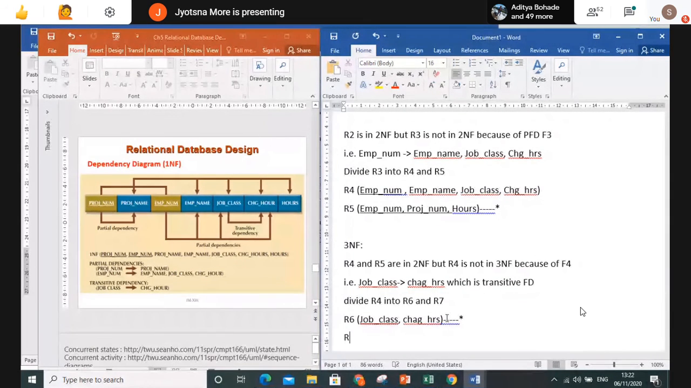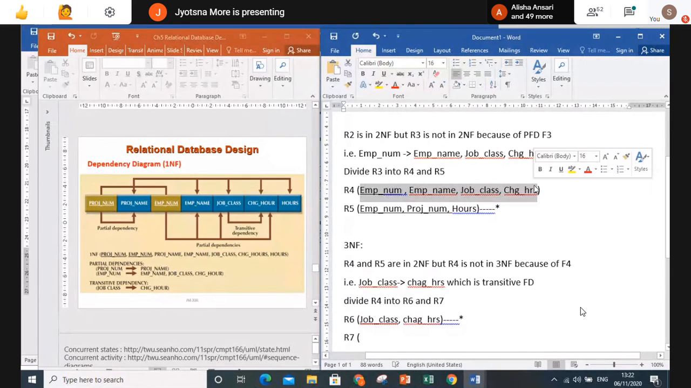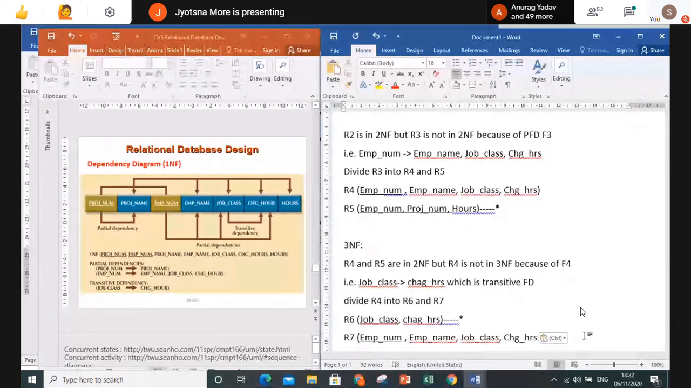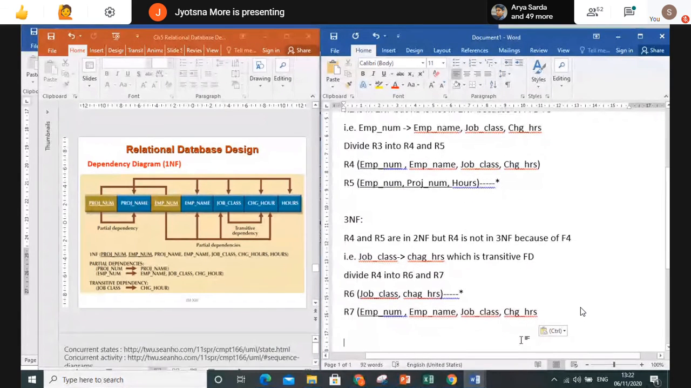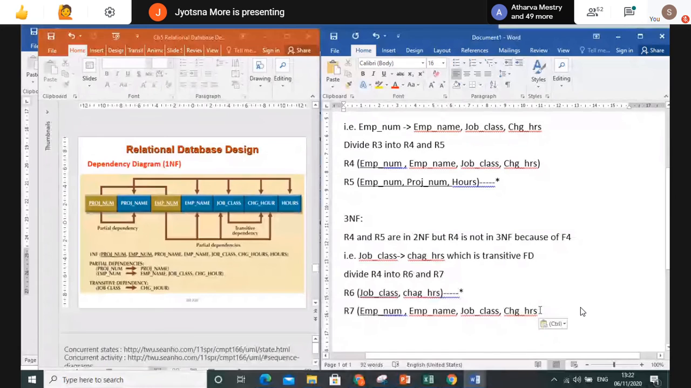Next I am having R7. Okay, R7 will be now from this R4, I have taken. I have taken job class over here, but it is the primary key over here. I cannot remove it from the main relation because it is present over here. I will say it is a foreign key over here. So I have to put a dotted underline.